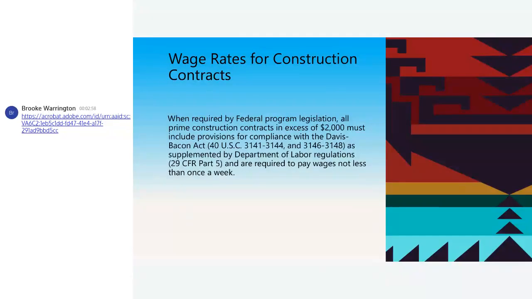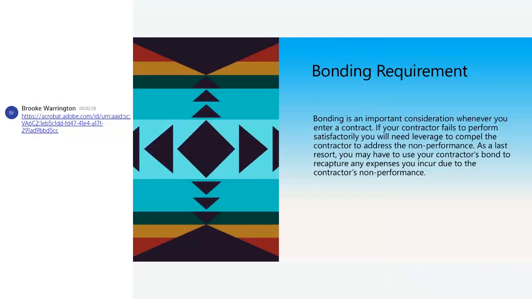Anything over 2,000, you got to start doing this though. So federal program legislation, all prime construction contracts in excess of 2,000 have to include provisions for compliance with Davis-Bacon. Okay. And they have to be paid once a week. They can't be paid bi-weekly. So there's bonding requirements that we have to follow. It's a consideration when you enter into a contract.